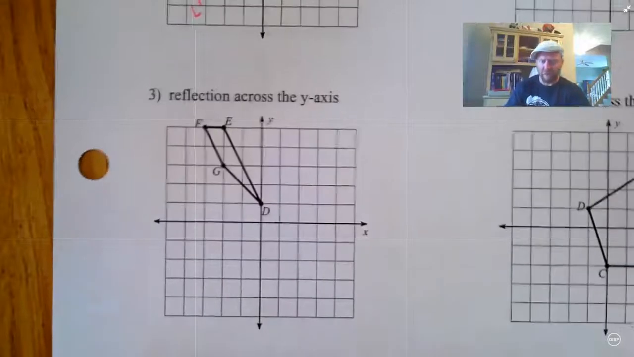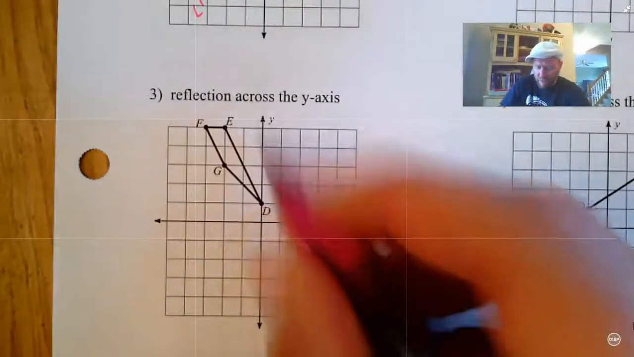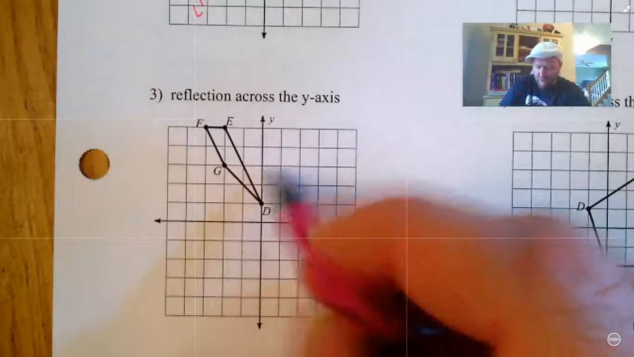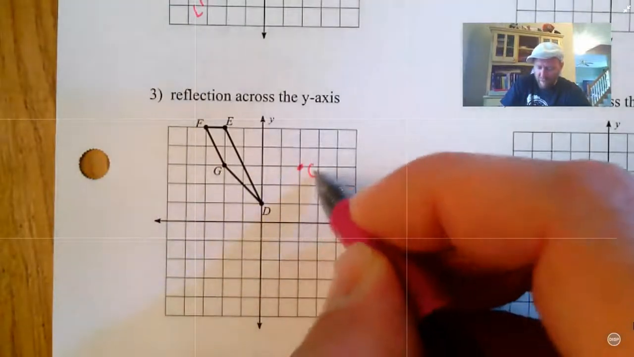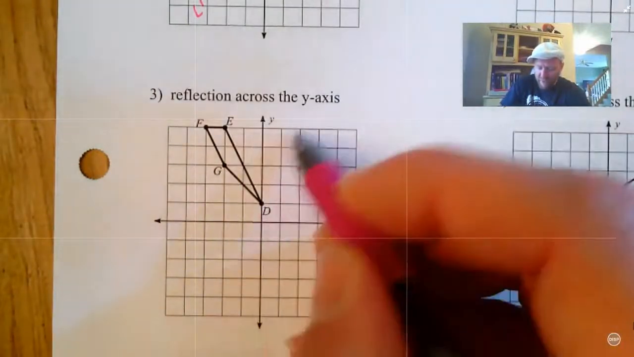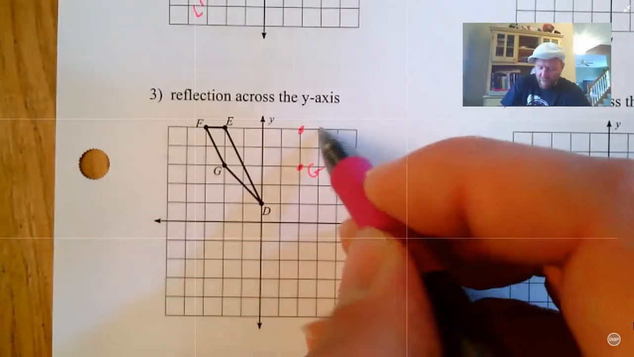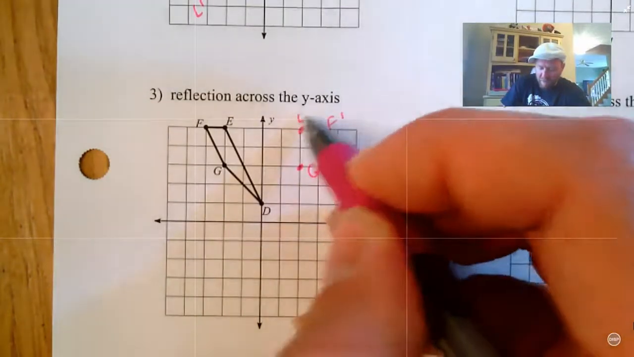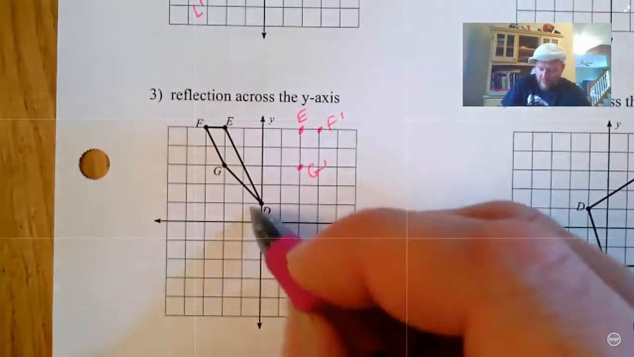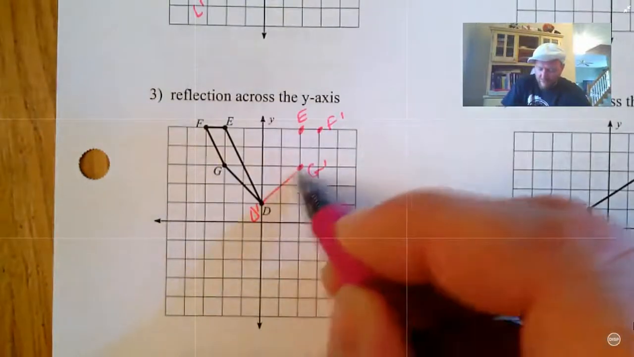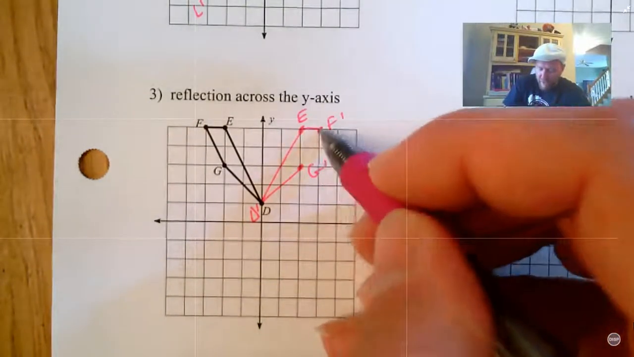Here, reflection across the y-axis. Well, D isn't going to move. There's the y-axis. G is 2 spaces away. G prime will be 2 spaces in the other direction. E is 2 spaces. And F is 3 spaces. So there's F prime and E prime. Technically, D prime, I suppose, is right there. And we just connect the dots.